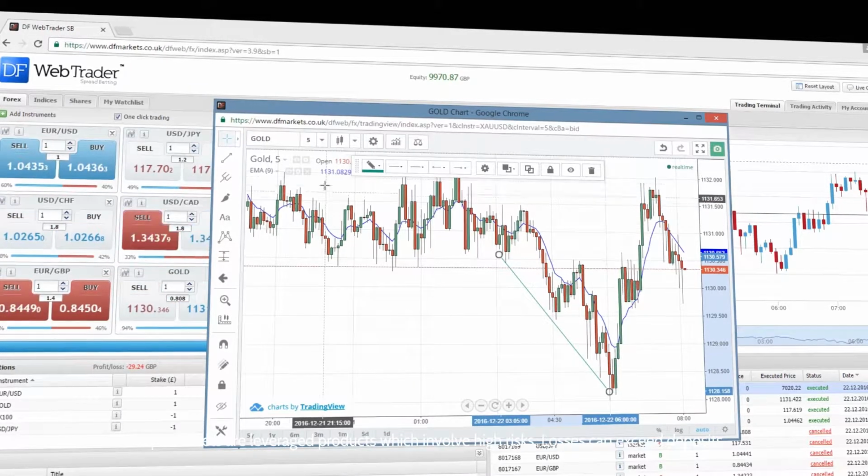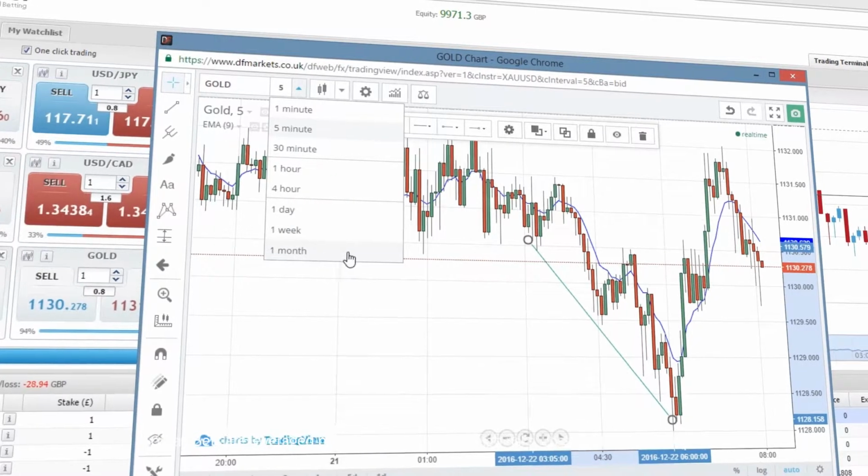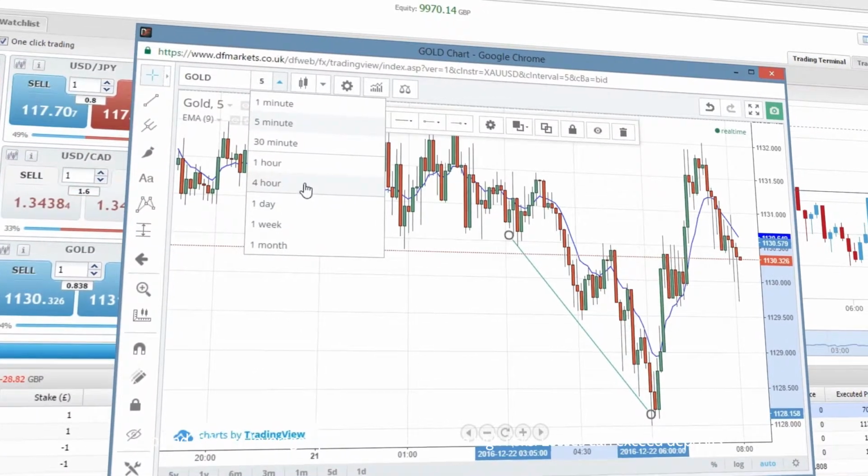The chart can show bid or ask quotes in time frames ranging from a single tick to 1 month, with several time intervals in between.